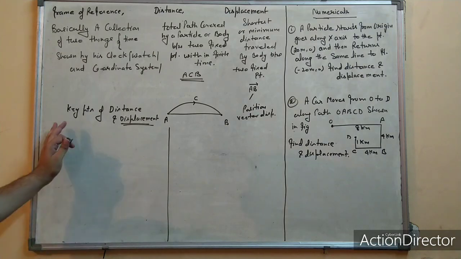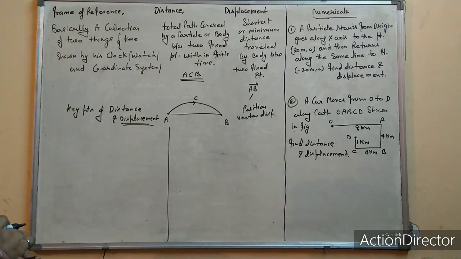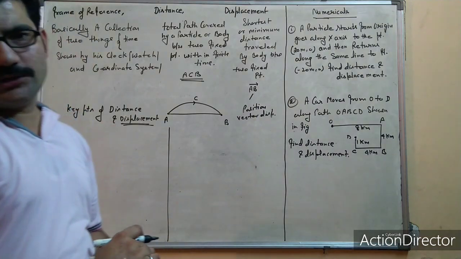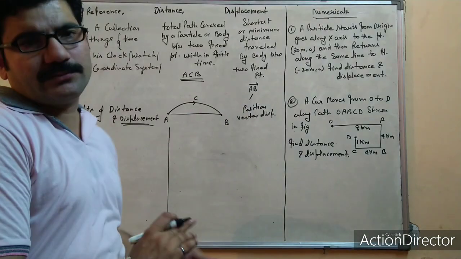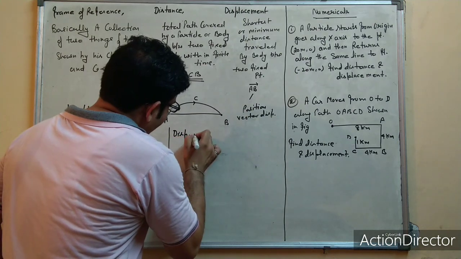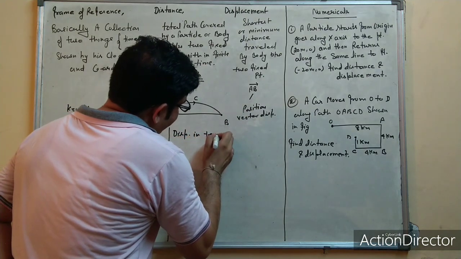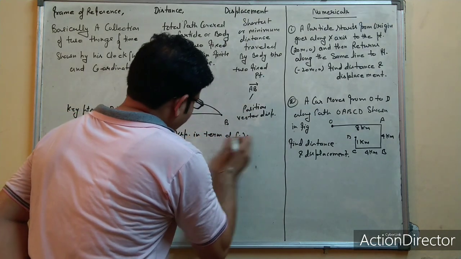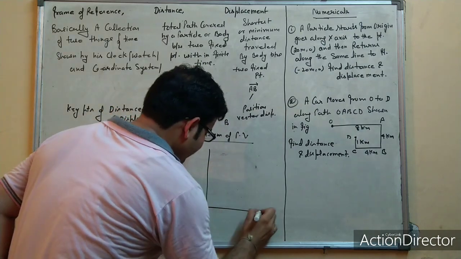Before we tell the distance and displacement key points, first of all we have to find the formula for displacement in terms of position vector. That is how we find it.